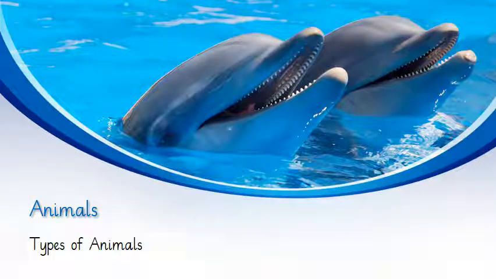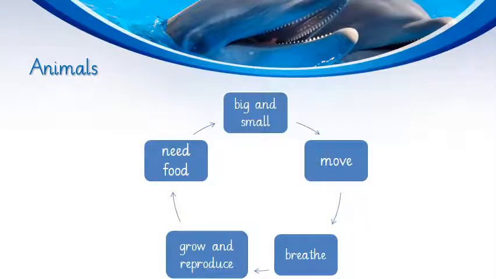Animals. This is part of the third chapter of the science textbook. And the topic for today's lesson is types of animals. Alright children, let's start our lesson by discussing the main features of animals.